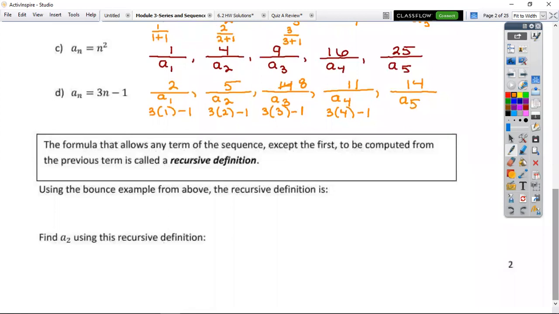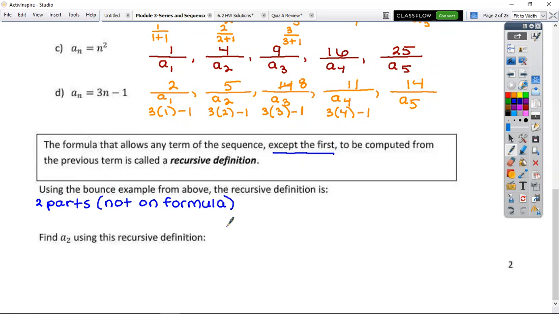So another formula here that allows you to find any term of the sequence except the first. So you always have to be given this one, is what we call a recursive definition. Here's how you write a recursive definition. This is always going to have 2 parts. It is not on the formula sheet. There are many different options that you can use to do this. Sometimes that's what makes it difficult.